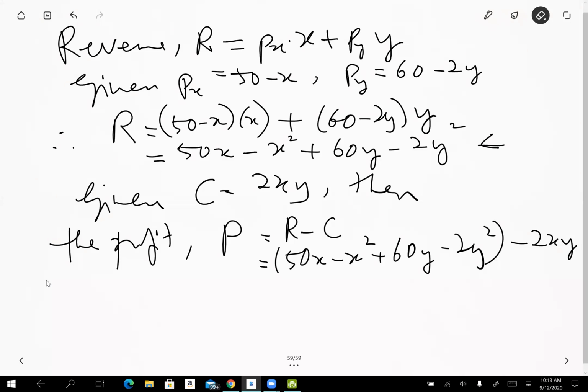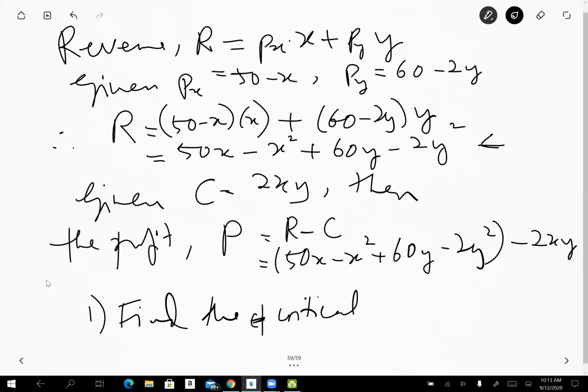Now, number one, you find the critical point. That means the P prime is 0 at that point or points. So what is the condition? Px equal to 0, Py equal to 0. That is the condition for the critical point.